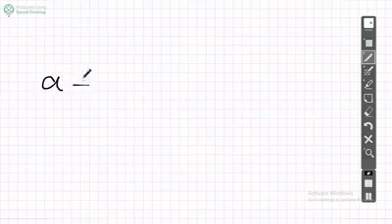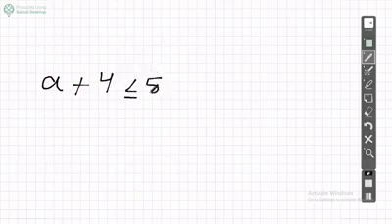For example, a plus 4 is less than or equal to 5. Okay. So this is a one-step inequality, and this is an addition inequality. So the inverse operation of addition is subtraction. So we will use the subtraction property of inequality to isolate the variable a. So we will subtract 4 from both sides of the inequality.